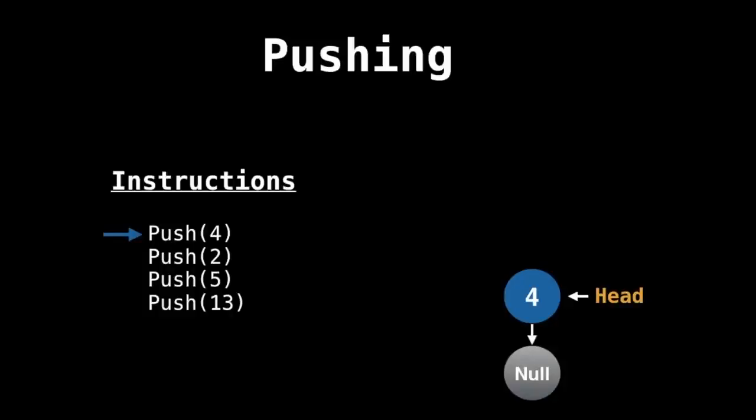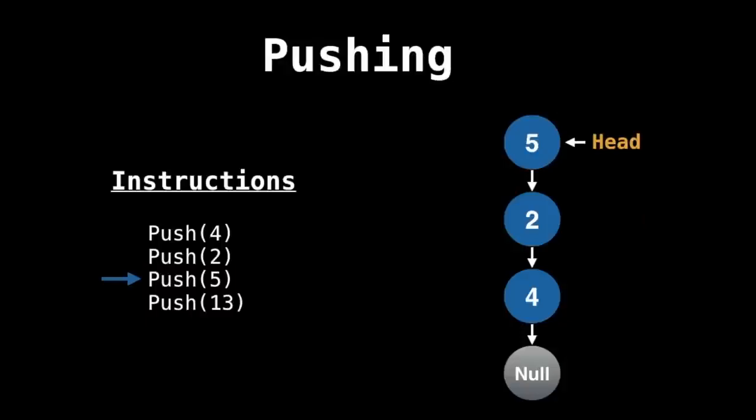As we will soon see, the next element we need to push onto the stack is 2, so let's do that. We create a new node, adjust the head pointer to be the newest node, and then hook on the node's next pointer to where the head was before. And we use the same idea for 5 and also 13.